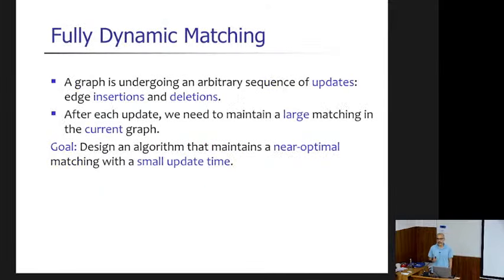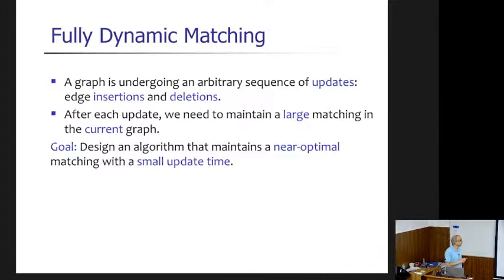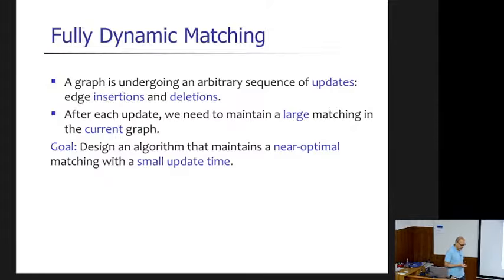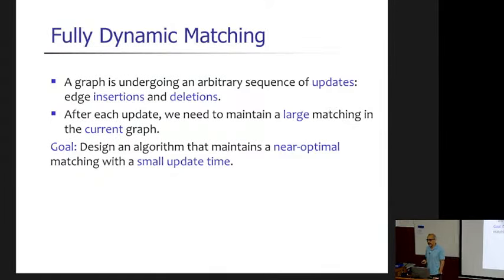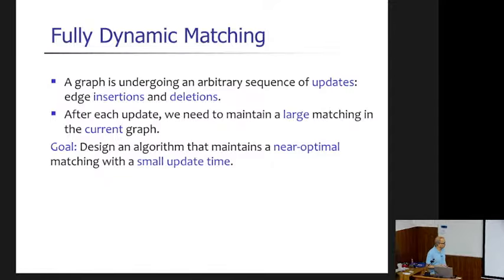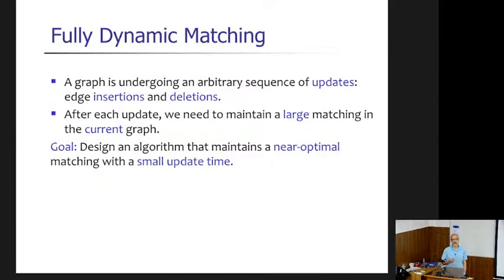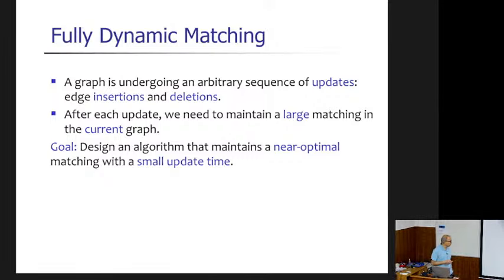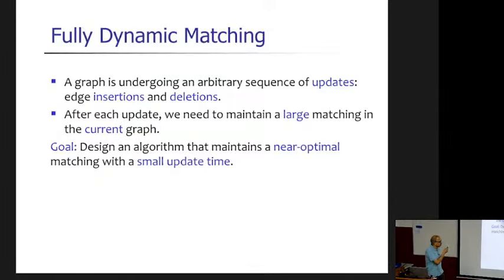Now the focus of this talk is going to be the fully dynamic matching problem, where instead of working with a static graph, we are interested in maintaining a near optimal size matching in a graph that's being continually updated by edge insertion and deletion updates. Okay? This is a problem that Thatchaphol talked about also on the first day in this wonderful two-part tutorial. So what's the goal? The goal is to design an algorithm that is able to maintain a near optimal matching with a small update time.